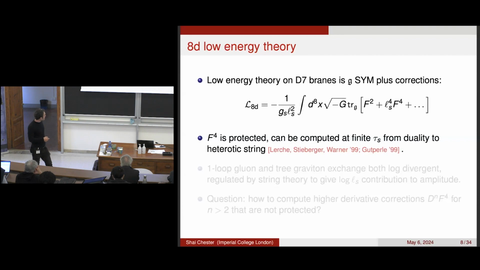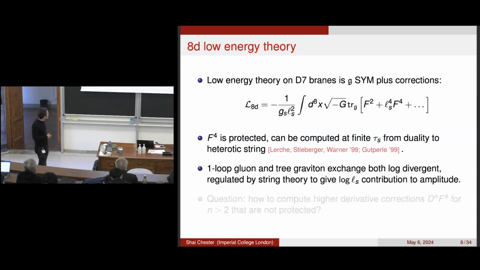Now, as it happens, this first higher derivative correction, F^4, is protected. And so it turns out you actually can compute it using a special duality which relates type IIB string theory to the heterotic string. When you look on the heterotic string side, the theory is weakly coupled, and that's how you're able to compute the coefficient of this F^4. This was shown by these authors back in the late 90s. But this is a very special trick, and it doesn't work for any unprotected terms.